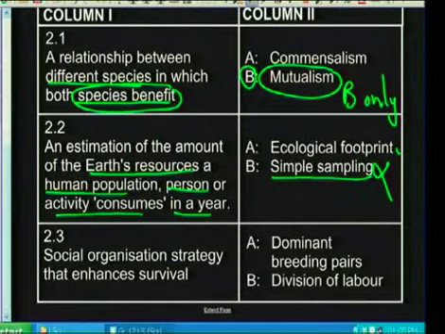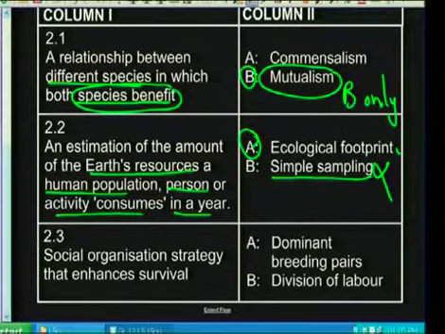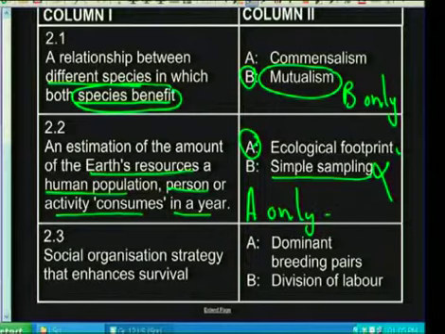When we look at ecological footprint, guys, the definition for ecological footprint would be the impact that an individual, population, or society has on the environment and the resources available to them. So the correct answer for 2.2 would be A only. So we would write down A only in the answer booklet. Let's look at question 2.3.